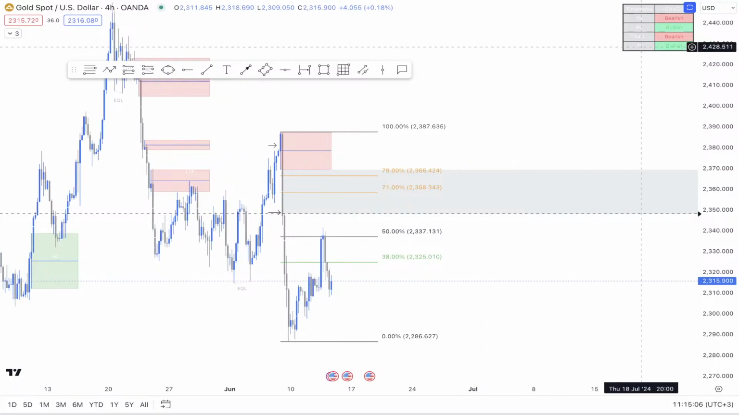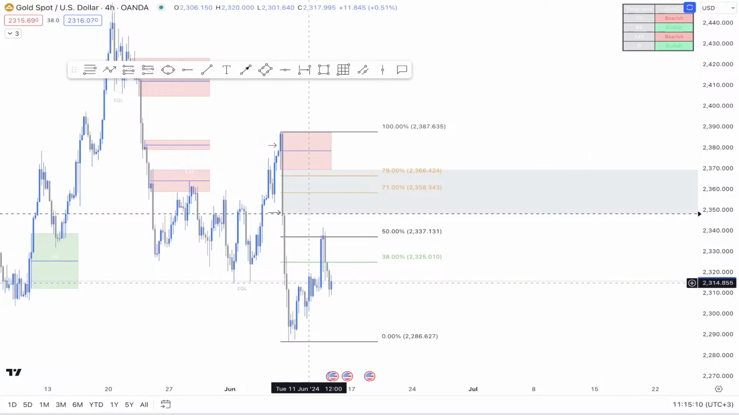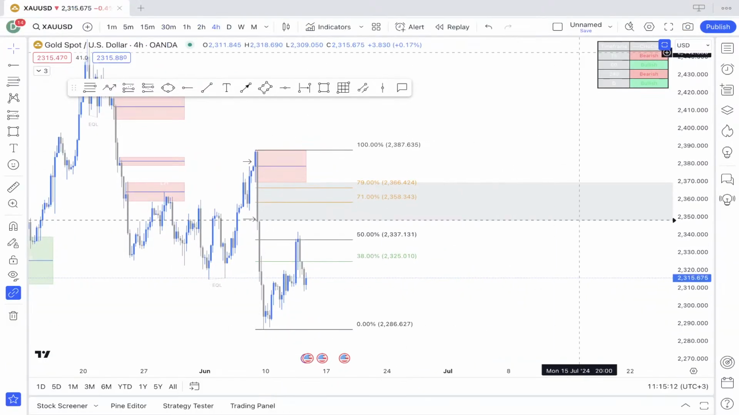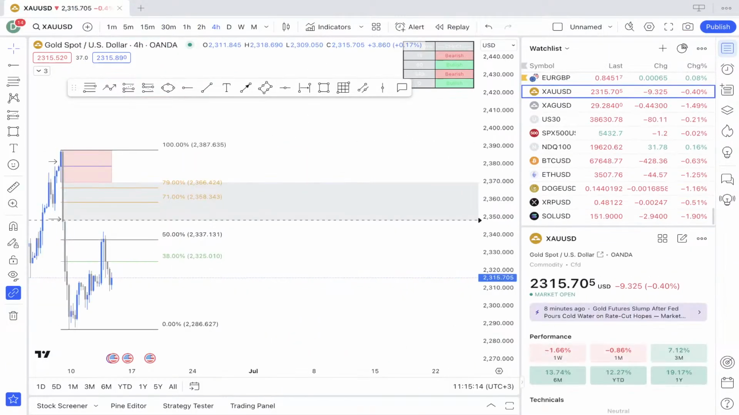The 4-hour is also bearish on the trader graph, and it is safe to say that the pullback was very, very corrective, which is exactly what we are looking for.